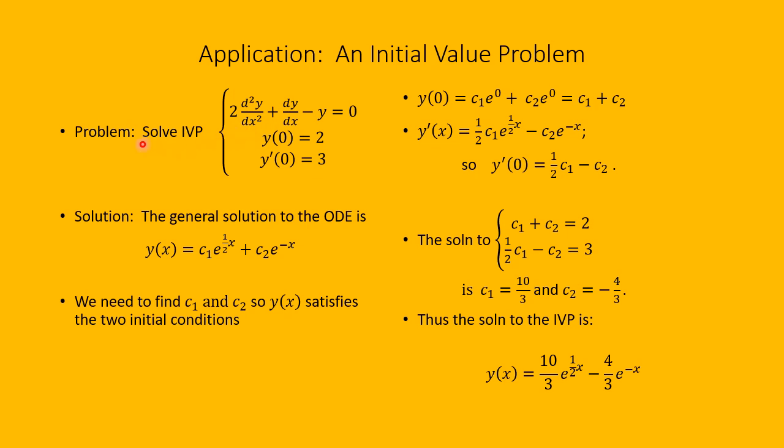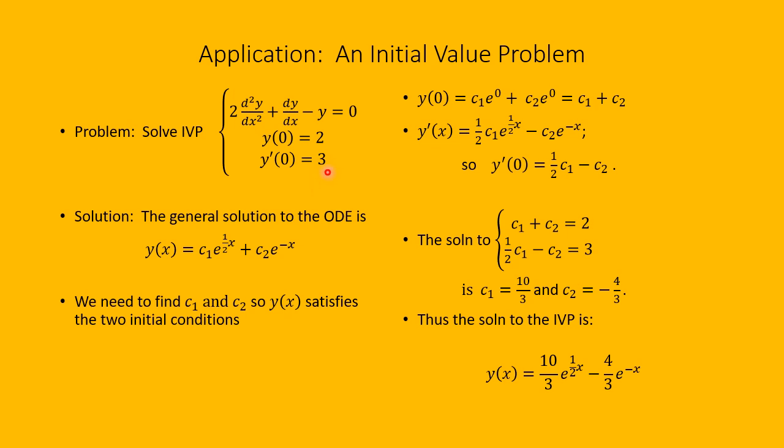So let's look at an application. Let's solve this initial value problem. 2 times the second derivative of y with respect to x plus the derivative of y with respect to x minus y equals 0. y of 0 equals 2. y prime of 0 equals 3.